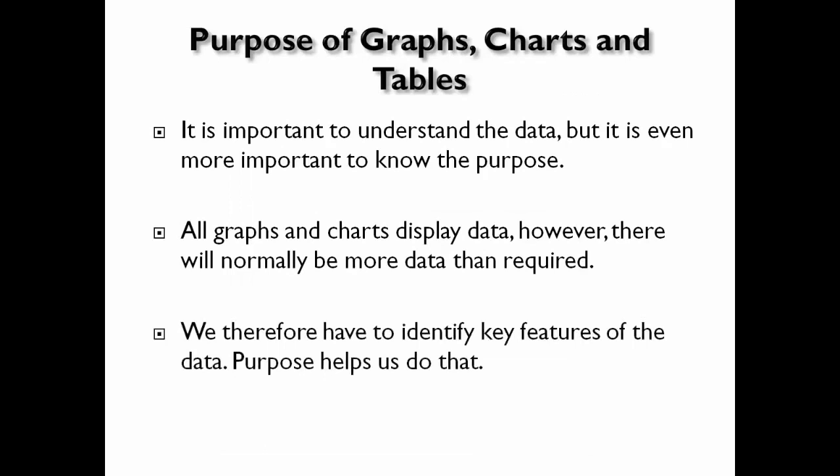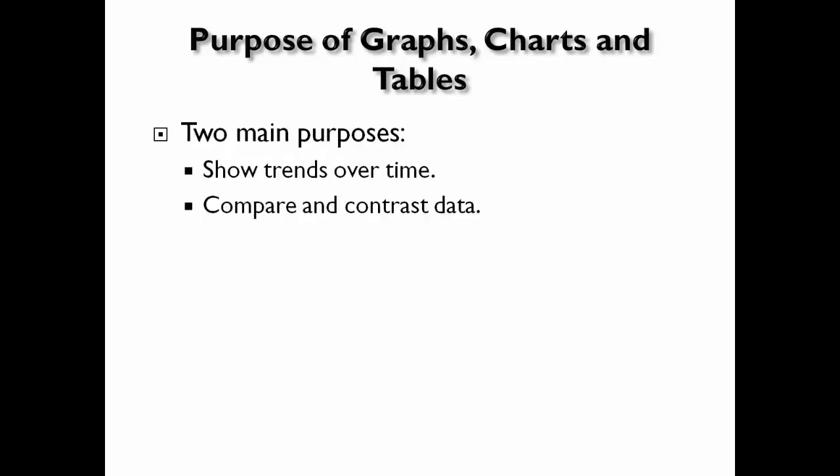So identifying the key features means that we identify the most important information, the information that we're going to include in our overview and our details paragraphs. And to do that, we need to think about purpose. So there are two main purposes for graphs, charts, or tables. The first one is to show trends over time. So trends from the beginning of the time to the end of the time, that is in the graph or the chart. And the second main purpose is to compare and contrast data. So comparing things that are similar or contrasting things that are different. So if you know the difference between these two, you can quickly identify the purpose.